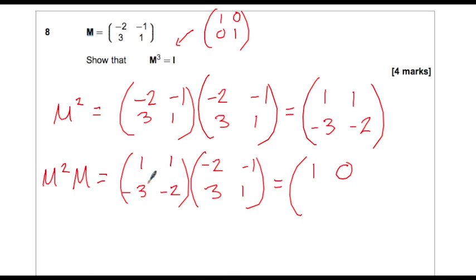Good. Then the bottom left is going to be minus 3 times minus 2, which is 6, plus minus 2 times 3, which is minus 6, so we get 0. Finally, the bottom right is going to be minus 3 times minus 1, which is 3, plus minus 2 times 1, which is minus 2, giving 1. Good. So that equals I.